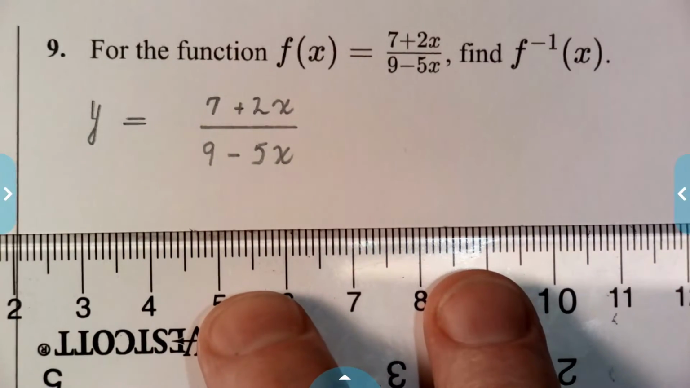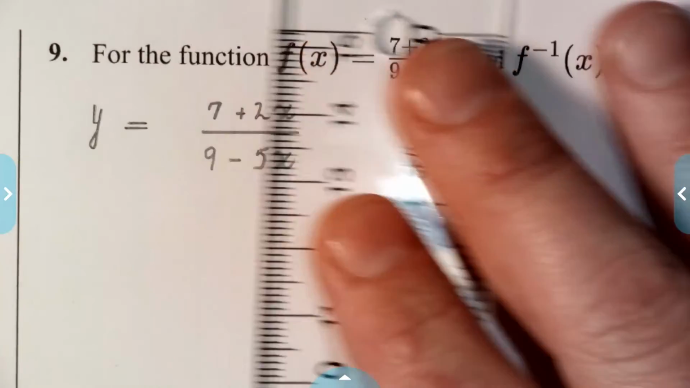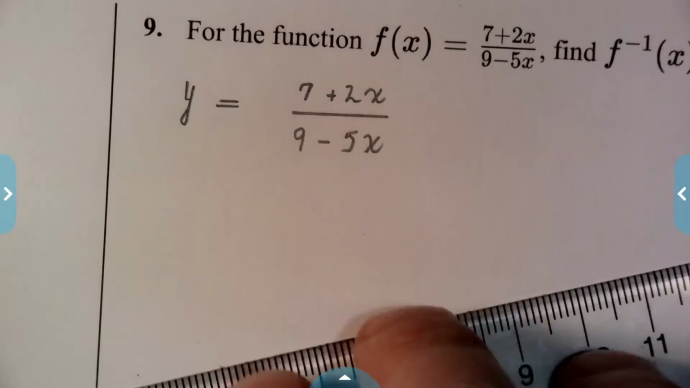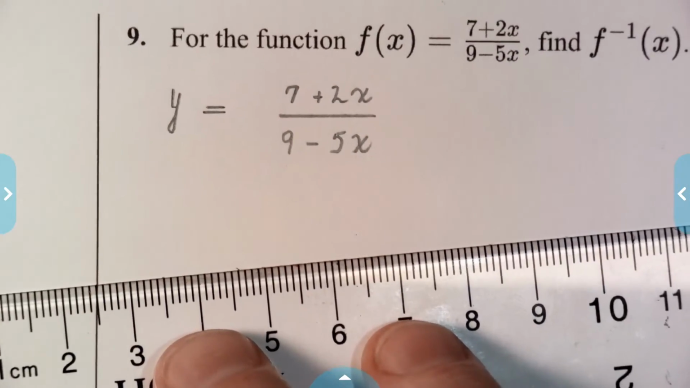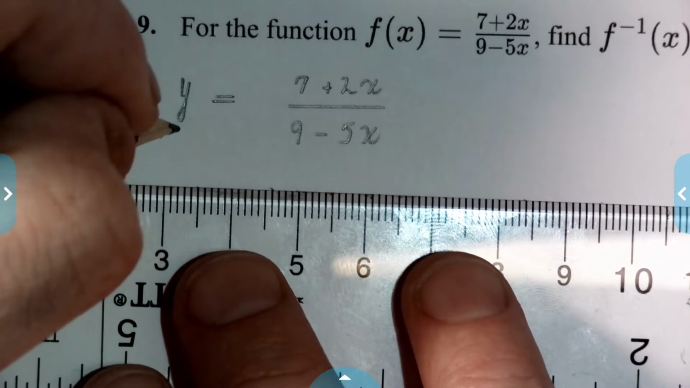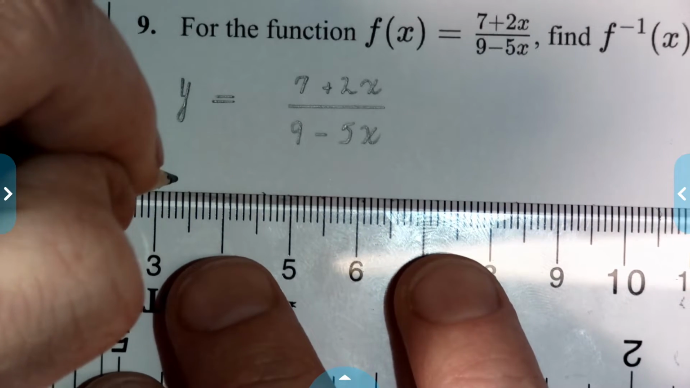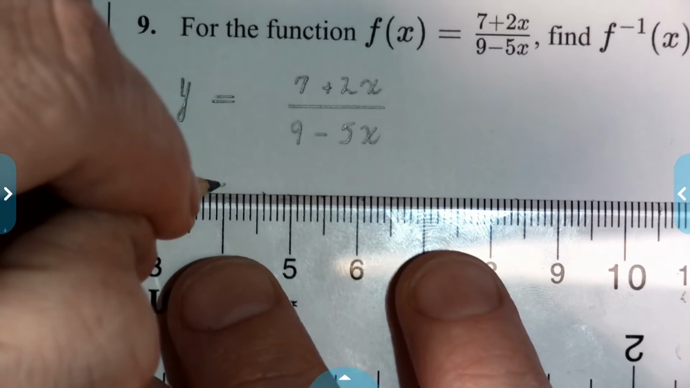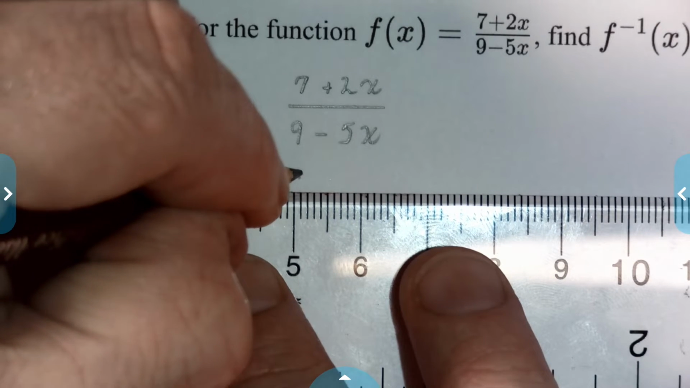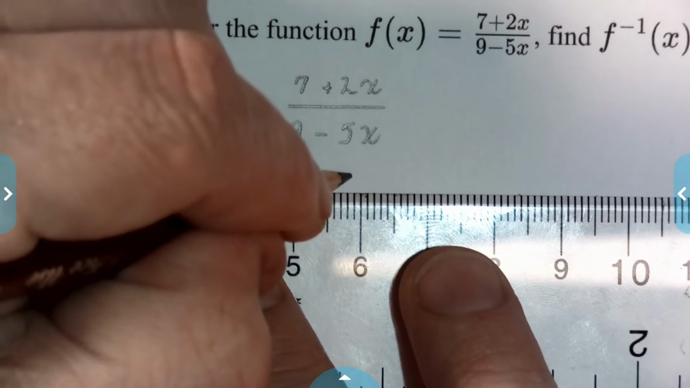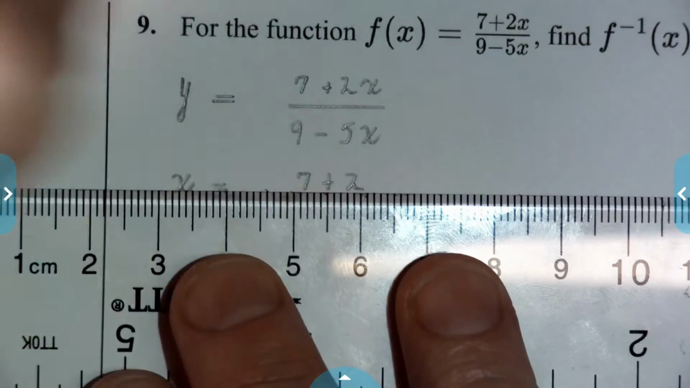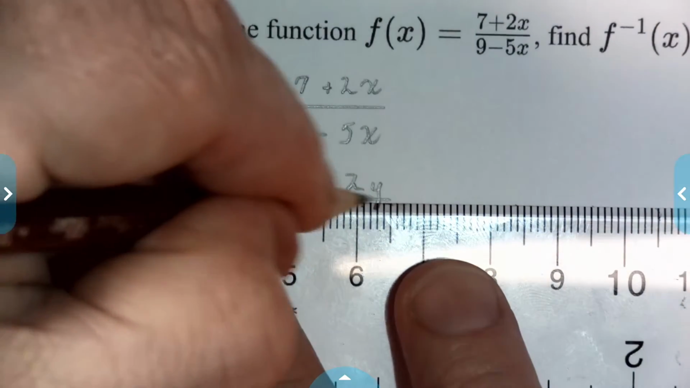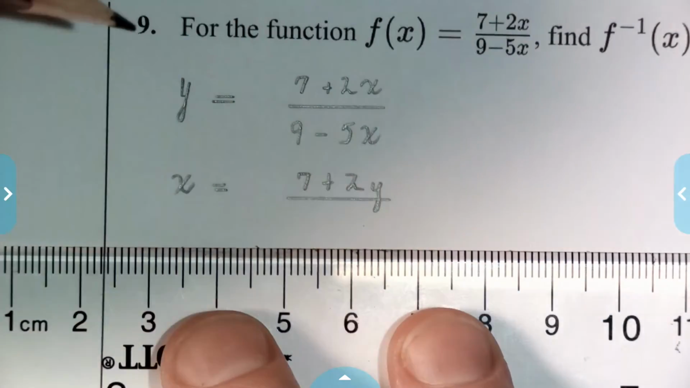Okay, now the next step is to swap the x and the y. So everywhere I see a y, I'm going to put an x, and everywhere I see an x, I'm going to put a y. So x equals 7 plus 2y over 9 minus 5y.